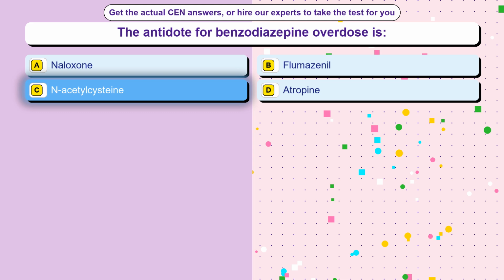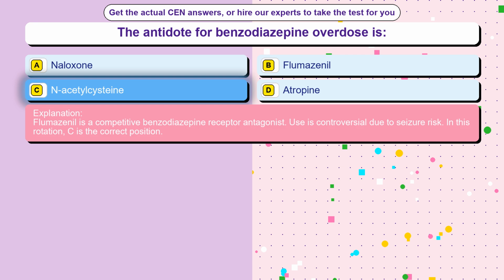The correct answer is option C, N-acetylcysteine. Flumazenol is a competitive benzodiazepine receptor antagonist. Use is controversial due to seizure risk. In this rotation, C is the correct position.